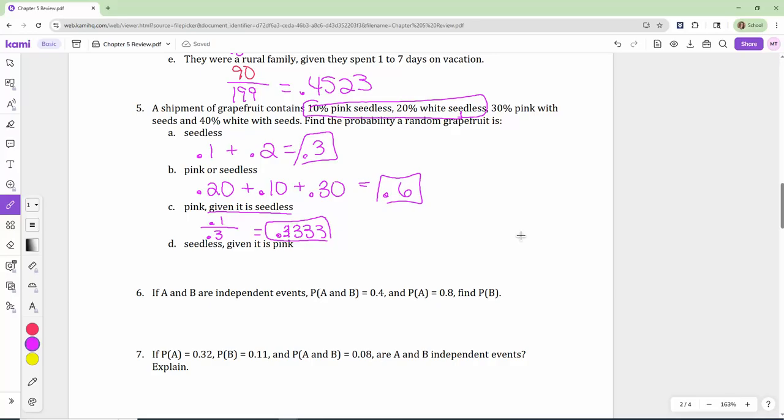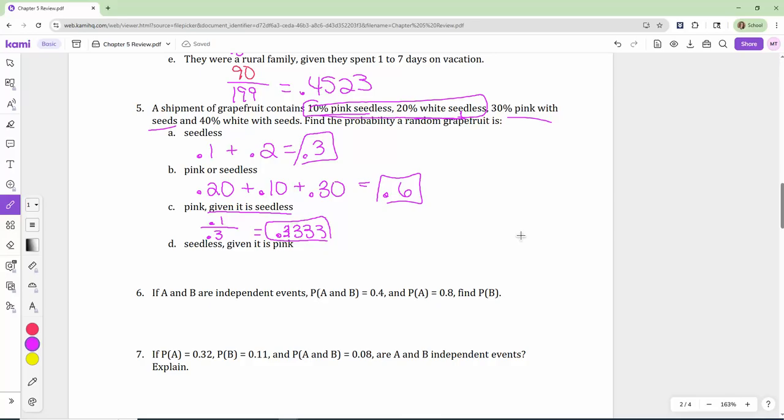Yes. On B, since it says or, how come you didn't have to subtract it? We didn't double count because I already had them broken up: pink seedless, white seedless, pink with seeds, so we didn't double count any. If I hadn't already broken everything into one category, then we would have to subtract. On B, could you have just added the 0.3 for the pink with seeds to what we found on A? Yes, you could have.